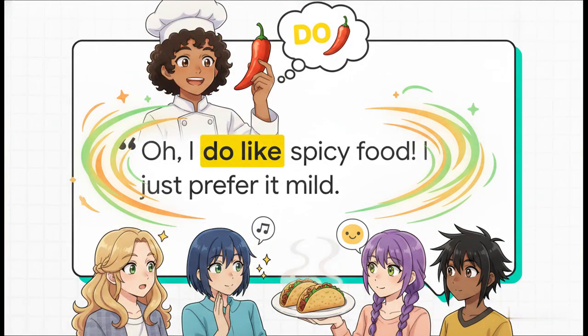Let me let you in on a little cultural secret about conversational English here. Sometimes we use these helping verbs just for emphasis, or even to politely disagree. If someone assumes you hate spicy food, you don't just say, I like it, you add a little extra punch to it. You say, oh, I do like spicy food. I just prefer it mild. It adds this wonderful layer of politeness and emphasis to your speech.